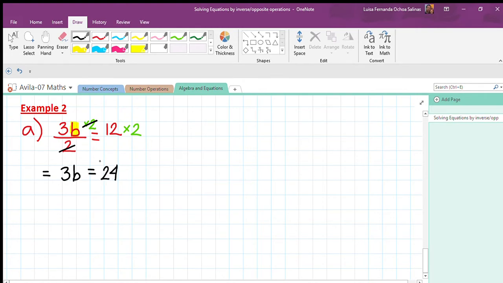Fantastic. I'm going to erase this equal sign because I cannot have 2 equal signs in one sentence, otherwise it gets confusing. Good. Now, what is being done to my pronumeral b?